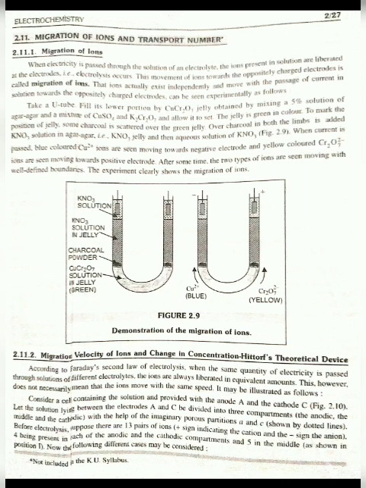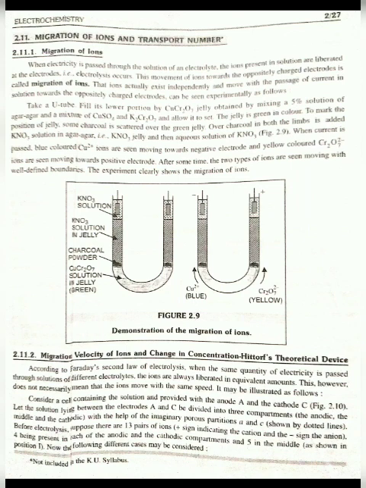aqueous solution of KNO3. When current is passed, blue-colored Cu2+ ions are seen moving towards the negative electrode and yellow-colored Cr2O7 2- ions are seen moving towards the positive electrode. After some time, the two types of ions are seen moving with well-defined boundaries. The experiment clearly shows the migration of ions.